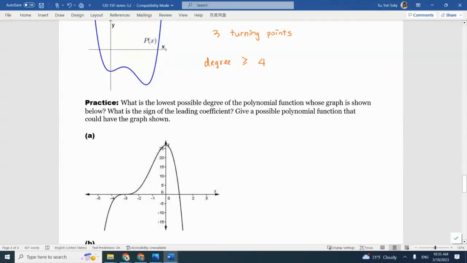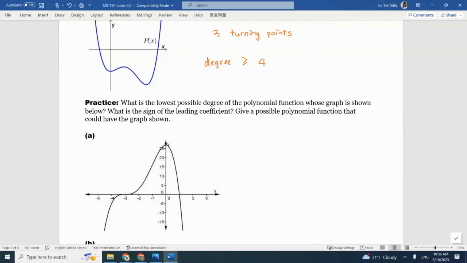Okay, how about this one? What is the lowest possible degree of the polynomial? How many turning points? 2. Everybody? We have 2 turning points. So it turns direction. That's turning points. How many turning points do you need in order to add 1?